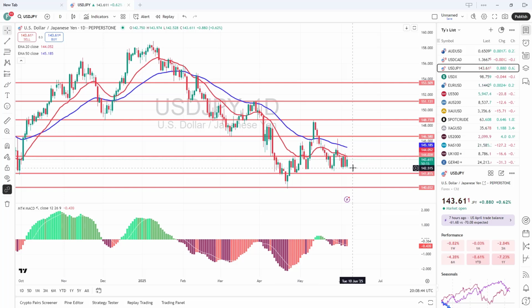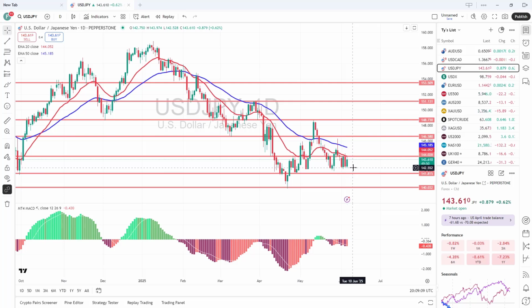So realistically, I wouldn't be doing anything with this until it breaks either 142 with a daily close, so we want to see a daily close below here, or a daily close above the 20 moving average, which is around that 144.50. A daily close above either of those levels, and I'd be looking to the next target of either 140 or the 146.